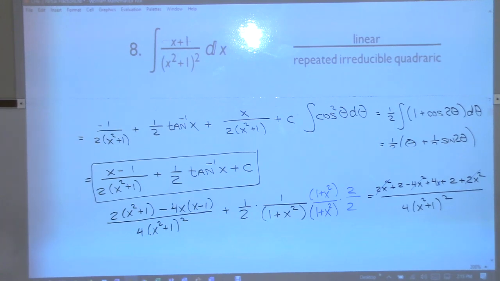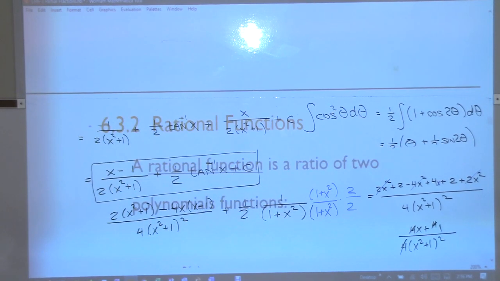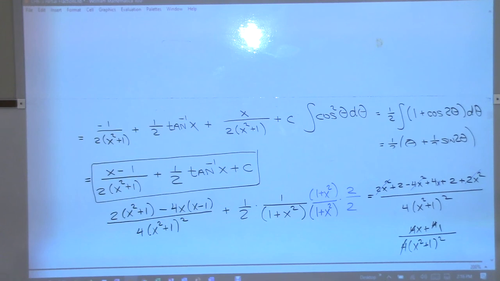So what do we have on top? What's left on top? 4x plus 4 over 4 times (x squared plus 1) squared. And then we can factor 4 out of the top, and it cancels with this 4. And that'll turn to 1. So x plus 1 over (x squared plus 1) squared. Worked. All right, let's see what's next. Okay, now we're ready for partial fractions.